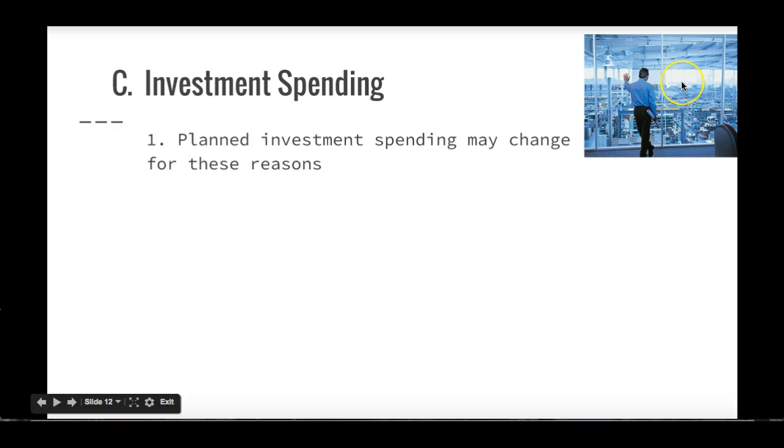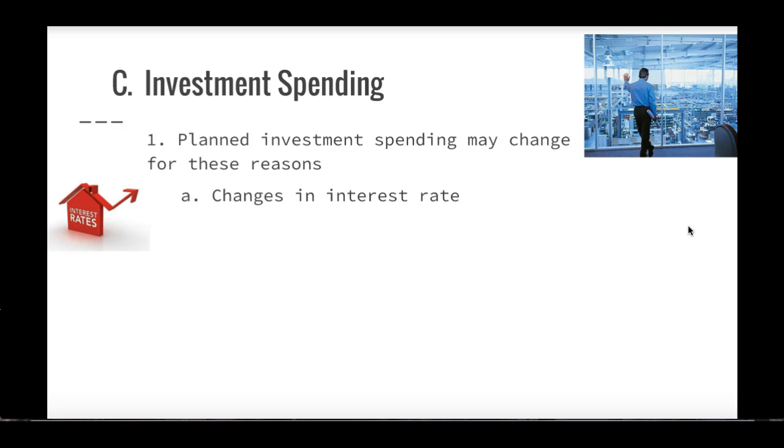So this guy is standing looking out at the factory and all the lovely factory space and machinery and all that fun stuff. So first of all, interest rates. If the interest rate increases, that's going to cause less investment spending. Why? Well, think about it just like we talked about with consumers. If the interest rate goes up, it means it's going to cost them more to get a loan. If it costs them more to get a loan, they're not going to get as many loans, so as a result, they're not going to spend as much. Okay? The opposite is also true.